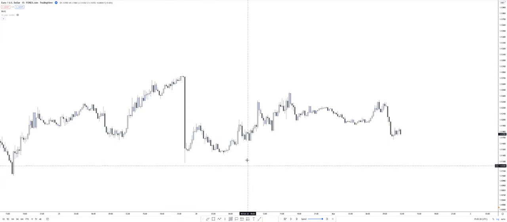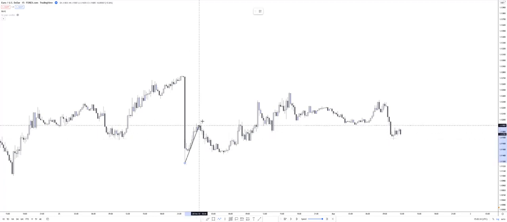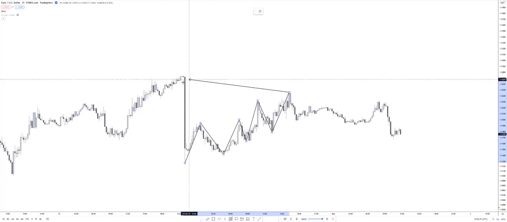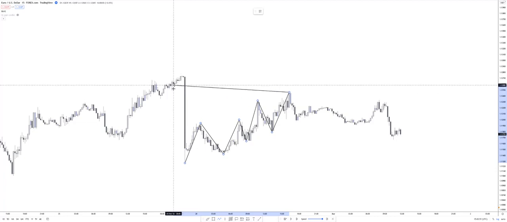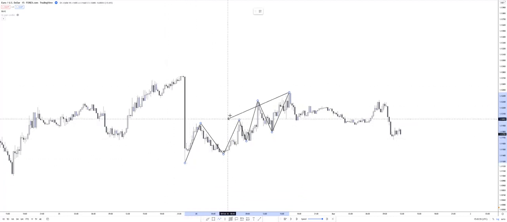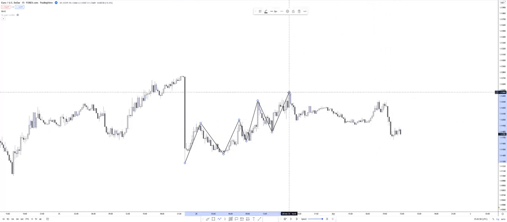pushes down like this, what we can see is that we create a low, a high, a low, a high, a low, a high, a low, and a high. And at this point we've tapped into quite a zone. It's a higher time frame zone most likely, in the definite premium of this leg, and then price has proceeded to move to the downside from this point.